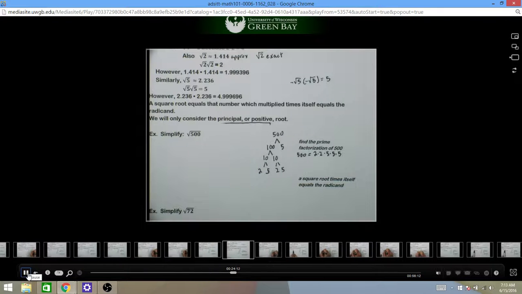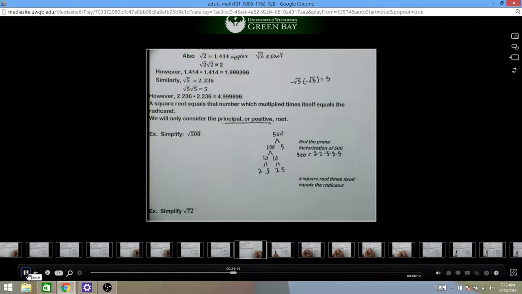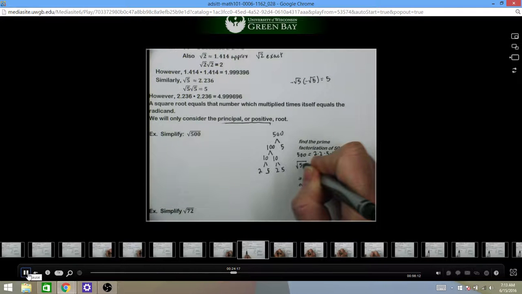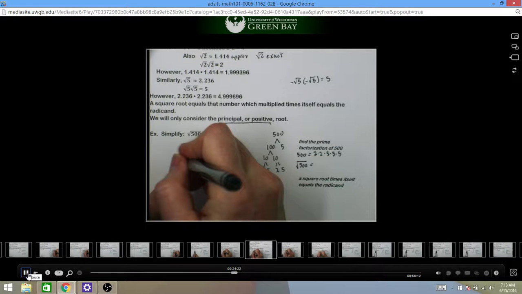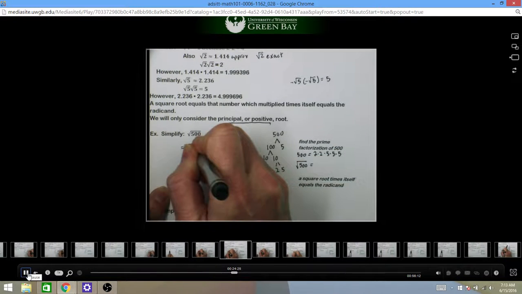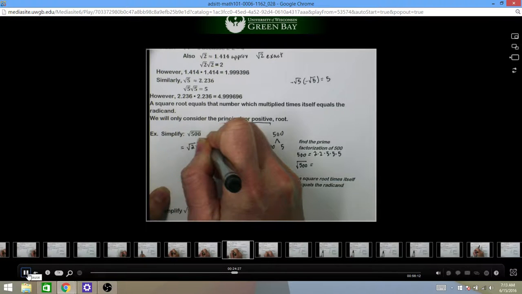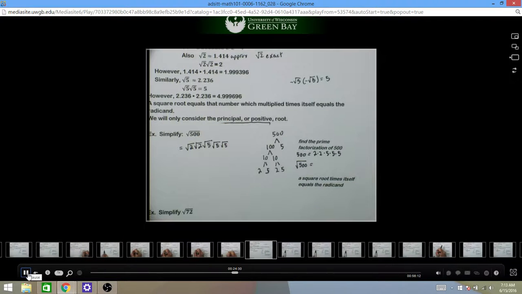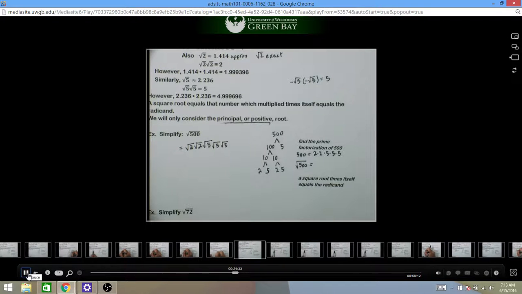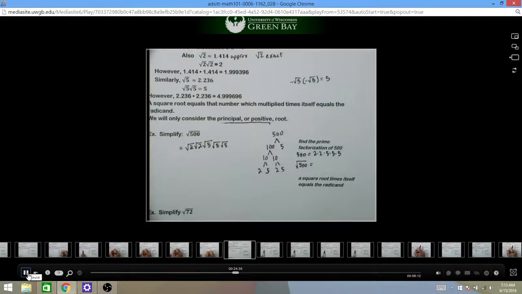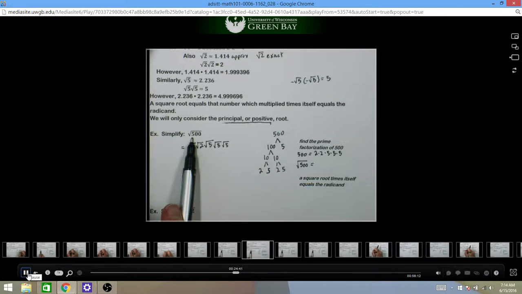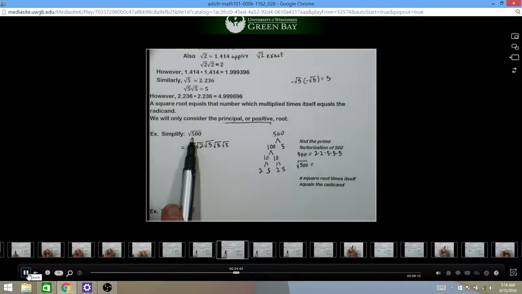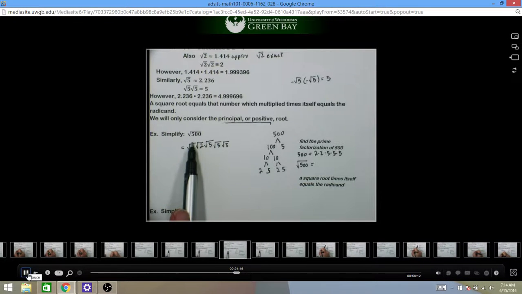Well, it turns out that the square root of 500 is equal to, well, we might as well do that over here, right? We have the square root written out. The square root of 500 is equal to the square root of 2 times the square root of 2 times the square root of 5 times the square root of 5 times the square root of 5. So that's the product rule for roots. If you have a prime factorization, or any factorization, you can write the product of the roots instead of just all multiplied out together like this.